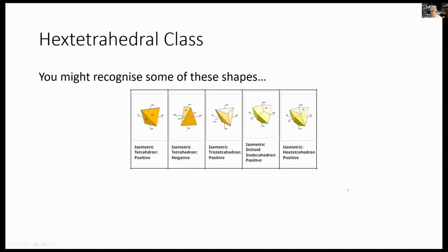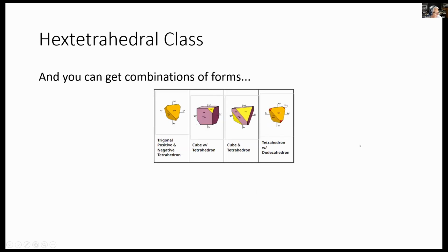Moving along, we have the hextetrahedral class, and this is where you get the tetrahedron. So, again, you'll recognize some of the forms here. Things like tetrahedrite as an example. Obviously, that's where the mineral name comes from. And again, you get combinations. Also a nice example. Yeah, exactly.